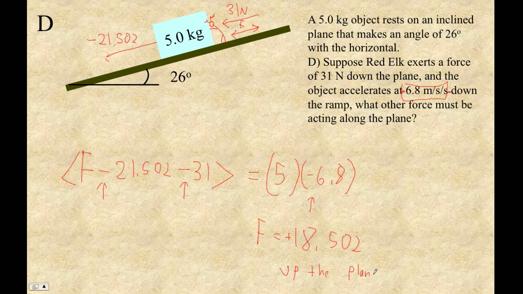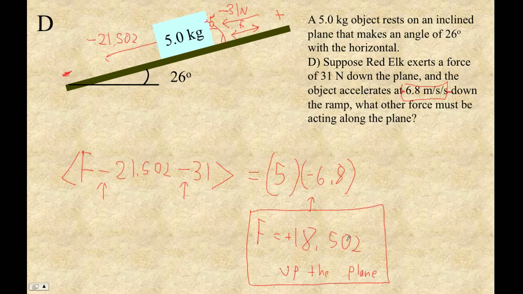It's not ambiguous here. We don't look at this thing and go, gee, which way is that force? If it comes out positive, our convention is up the plane is positive and down the plane is negative. That's a negative force, and the unknown force came out positive. That means it's definitely up the plane. It's not like it could be up or down the plane.